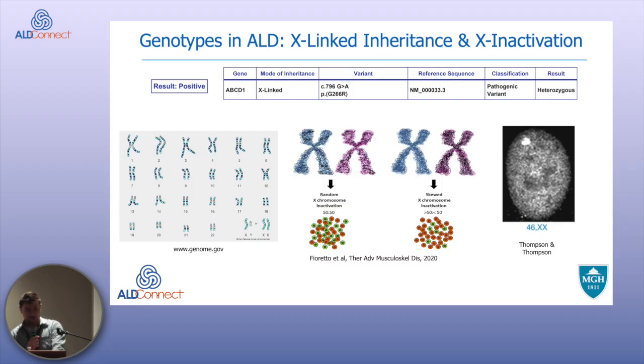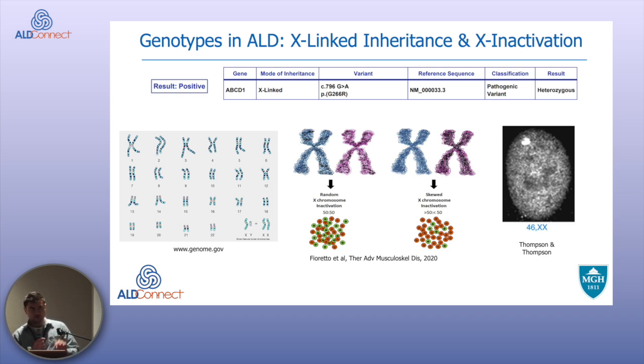Okay, so X inactivation. The difference between men and women, men having an X and a Y, women having two X's, explains the difference in the symptomatology that we have. Because men only have one X chromosome, every single one of the cells in their body is going to manifest the abnormal copy. And this is why boys get adrenal insufficiency, cerebral ALD, AMN, while women in general just get myeloneuropathy, with some rare exceptions.